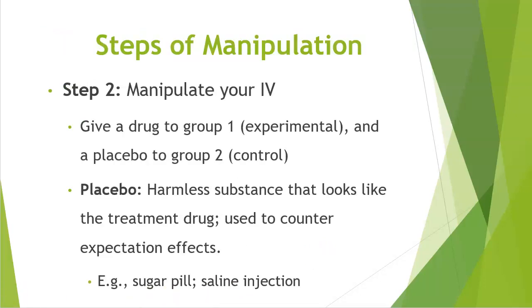And then we go to step 2 of manipulation. So now we need to manipulate our independent variable. So going with that same example, we're going to give the drug X to group 1. So that's going to be our experimental group. And then we're going to give a placebo to group 2. Now, a placebo is like a fake drug. So usually this will be, say, a sugar pill for a drug trial, or a placebo could be you pretend to do something. It's pretty much just a fake thing.